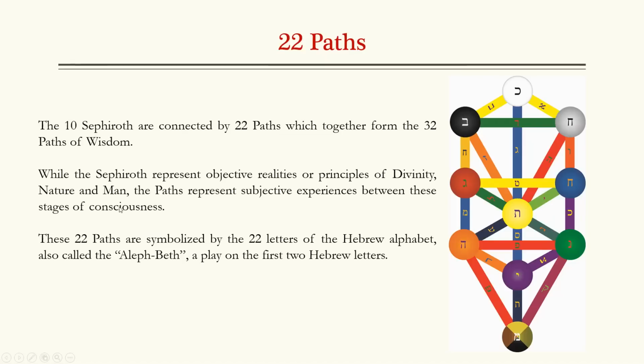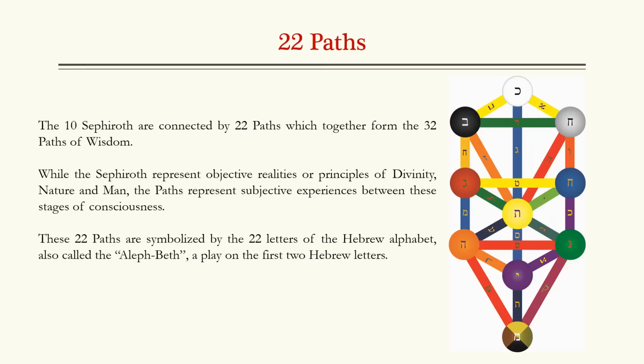While the nature of the Sephiroth represents objective realities, so these 10 represent virtues, principles of the divine, principles like wisdom, like strength, like beauty, the paths represent more subjective experiences between these stages of consciousness. They can be represented as perhaps the trials we have to go through to get to the next stage, or they can represent the transformation a force has to go through from one state of being to the next.